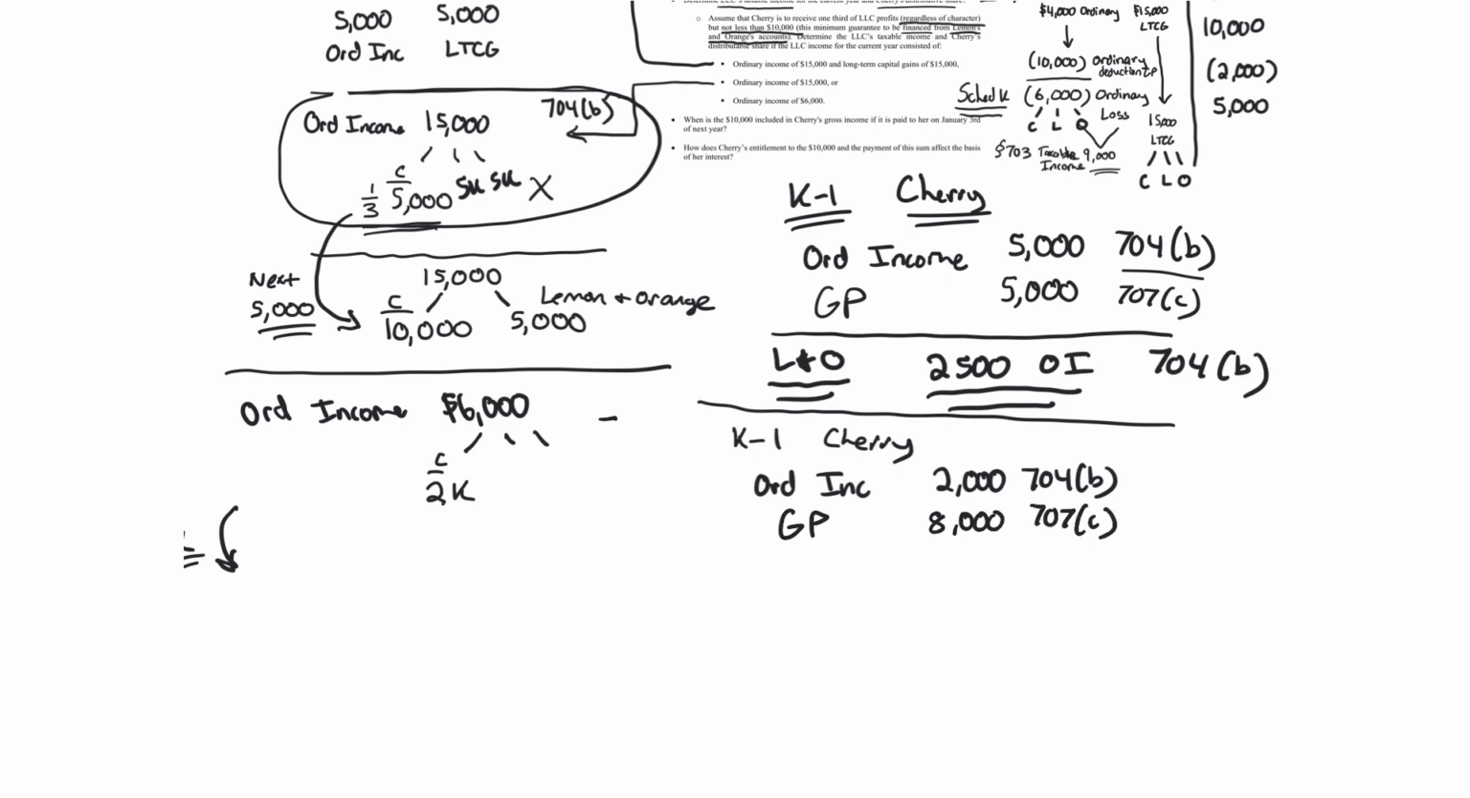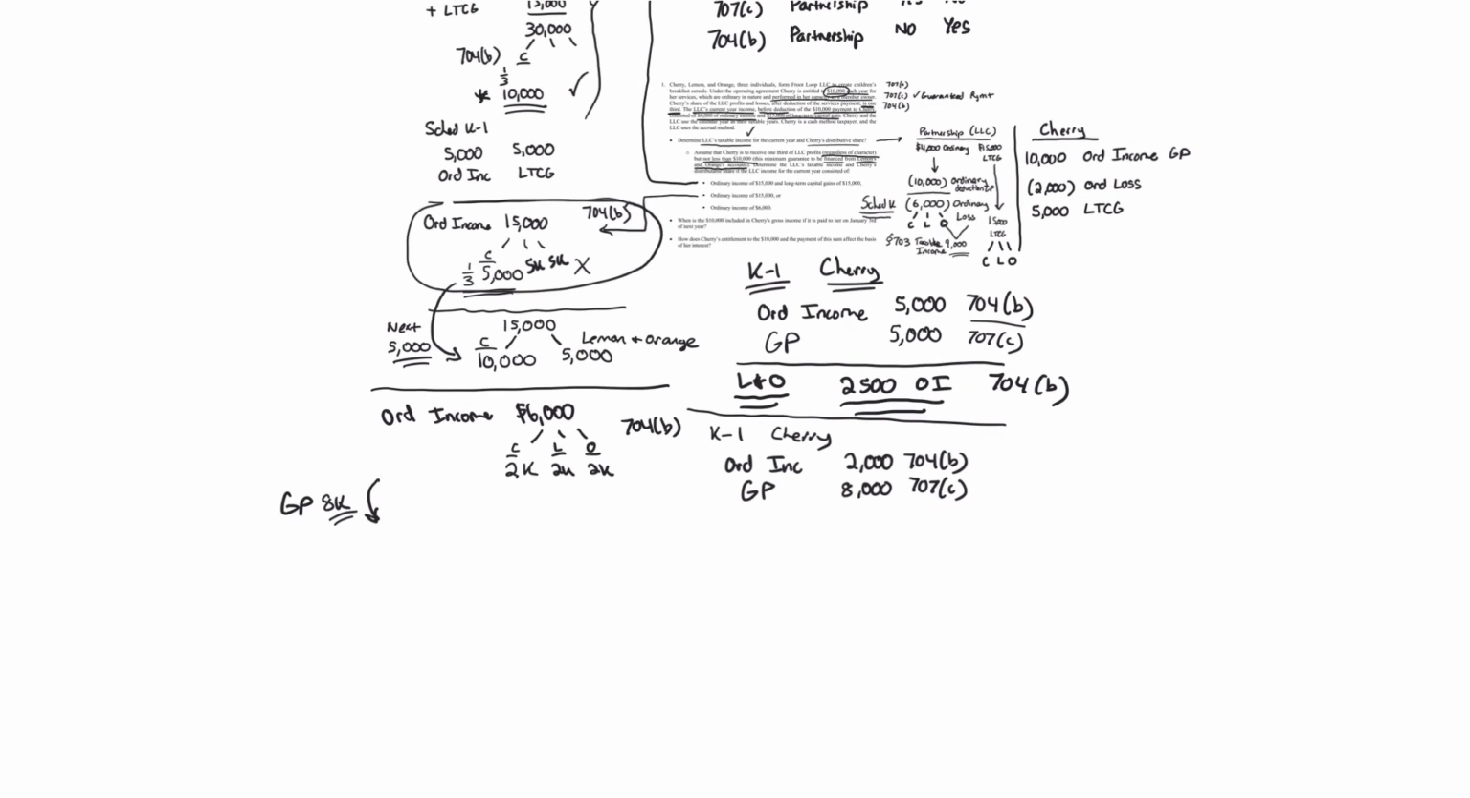Remember back to the 704B calculation, right? We've got Lemon and Orange as well. They also have $2,000 allocated to them, but now this $8,000 is broken between Lemon and Orange as a $4,000 deduction. So we have to bring that back up here.